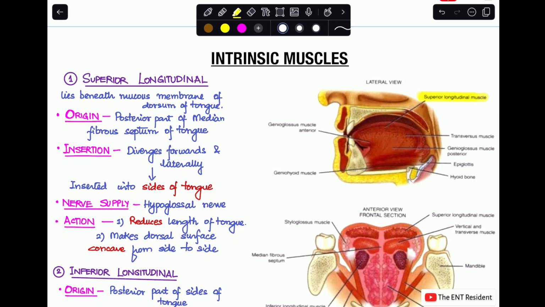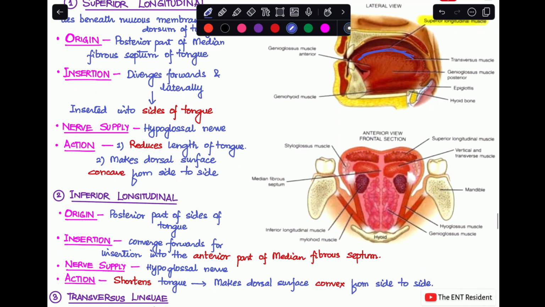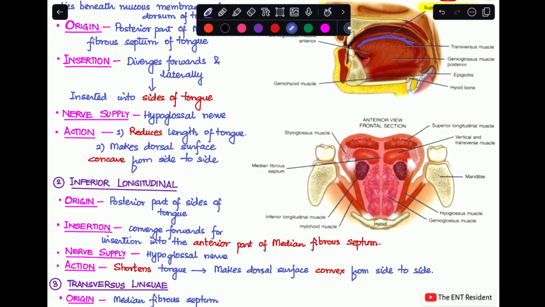You will see that all of these muscles will take origin within the tongue from the fibrous septum and they'll all get inserted into the side of the tongue. Hence, they are called the intrinsic muscles. You can see in the image here that this is the superior longitudinal muscle. And this is the coronal section. And nerve supply is again the hypoglossal nerve. And the action of this muscle is to reduce the length of the tongue and make the dorsal surface concave from side to side.